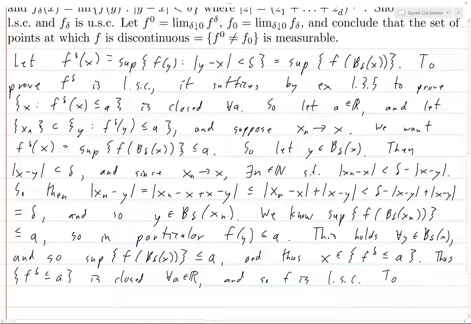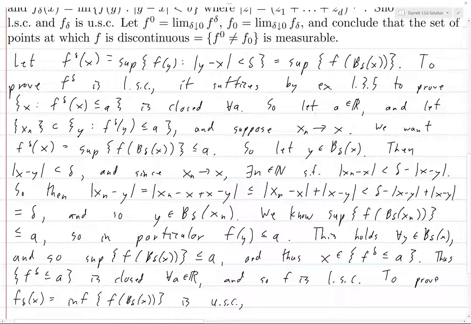Alright, and then we also need to prove that f lower delta of x, which is precisely, using the same notation, the infimum of the image of the ball of radius delta centered at x, is upper semi-continuous.